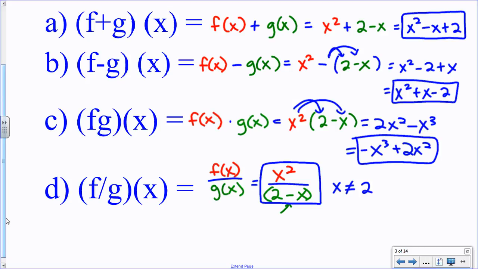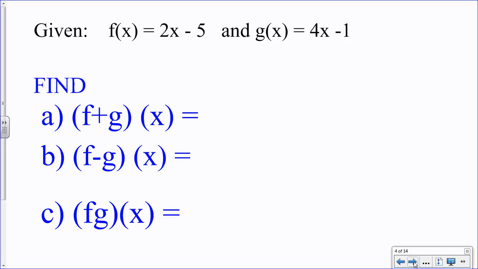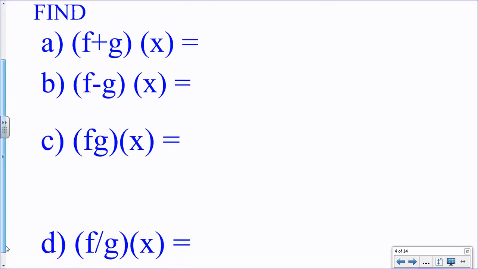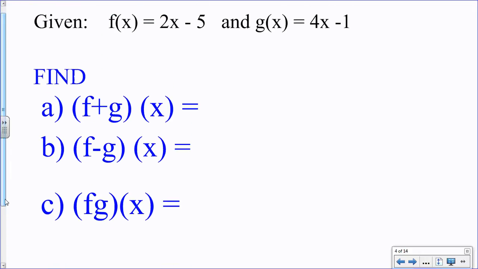Okay. All right, so I want to give you the chance to practice this. So we're doing the same thing. There's a D as well, the F divided by G. So same A, B, C, D as before. So take a minute to do these and then we'll check.